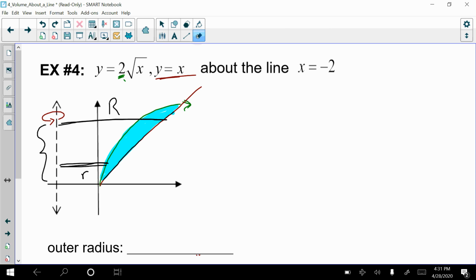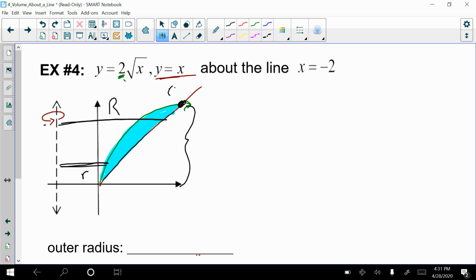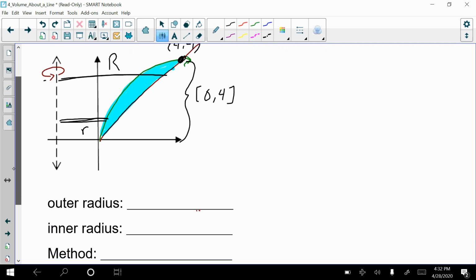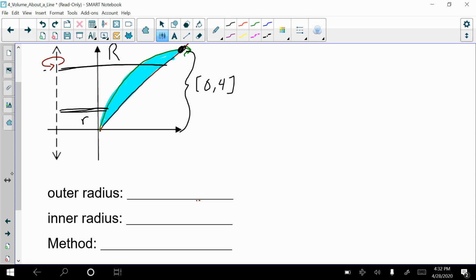Well, let me go ahead and clean that up a little bit here. The interval is really going to be from where this intersection is here and the x-axis. So here at this point, we're at 4, 4. So from 0 to 4, our interval is going to be 0 to 4 on the y-axis. So now let's take a look at the radii.